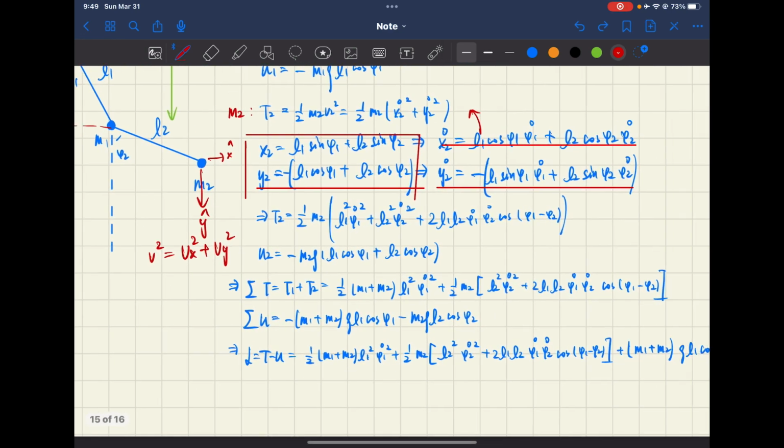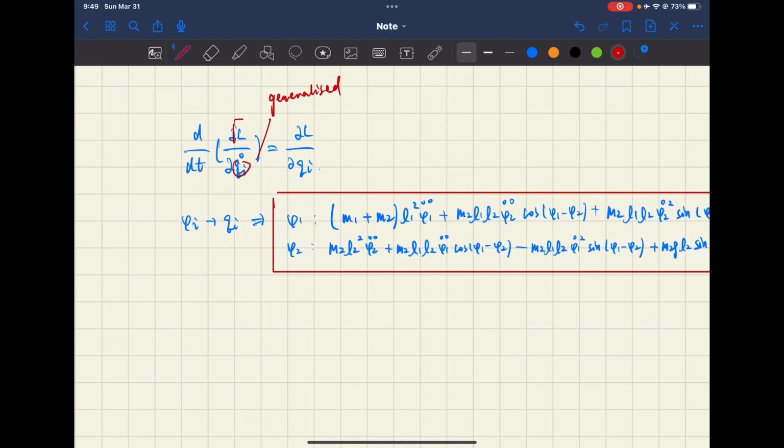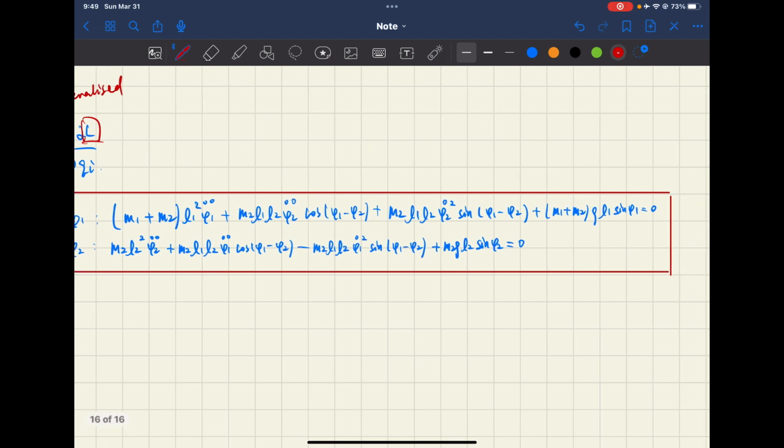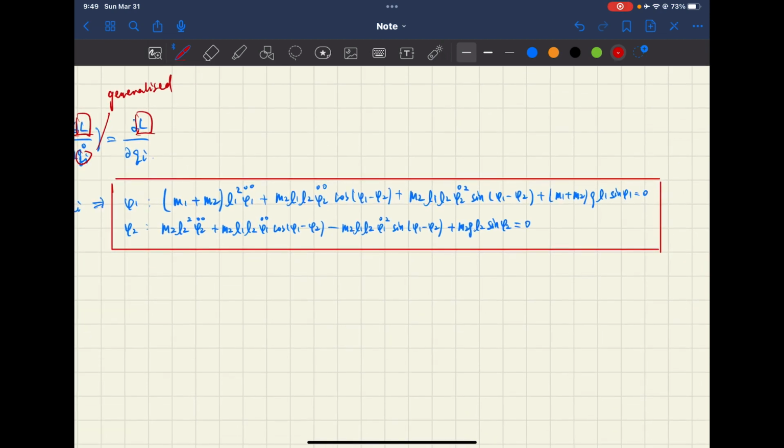We just worked out the Lagrange function for the system, so we can put this back into here, and then we can work out the equations of motion for these two balls separately, like this. The calculations, you guys can check on your own. If there are any mistakes, please type them out in the comment section.